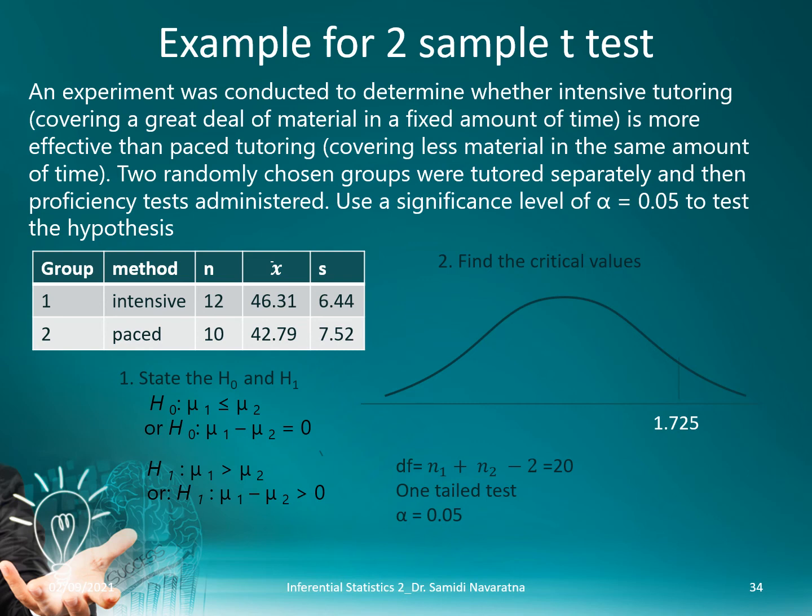So take a look at how we have calculated the degrees of freedom. It is by adding the two sample sizes and deducting 2 from it. So if you look at this column, 12 plus 10 is 22, and then you reduce 2 from it to get the degrees of freedom for the two sample t-test.